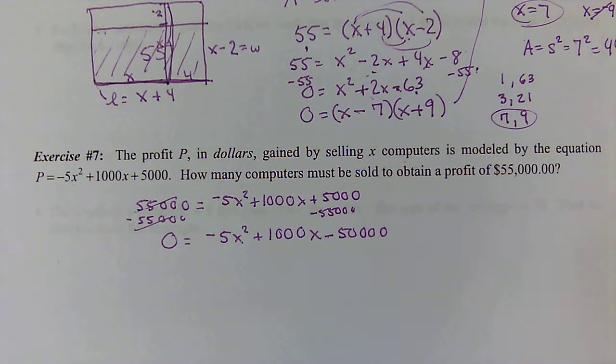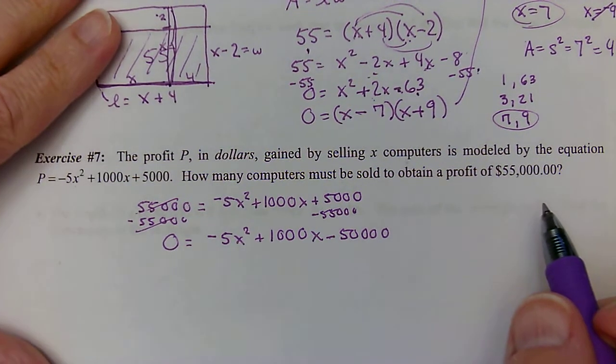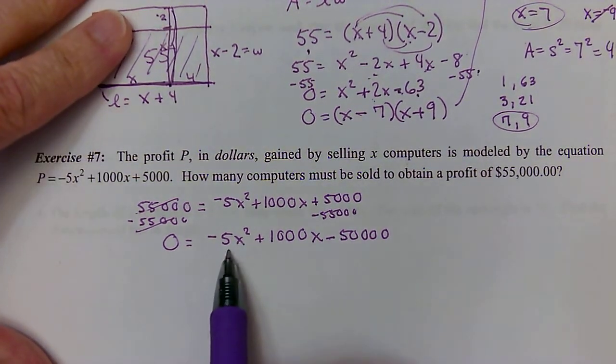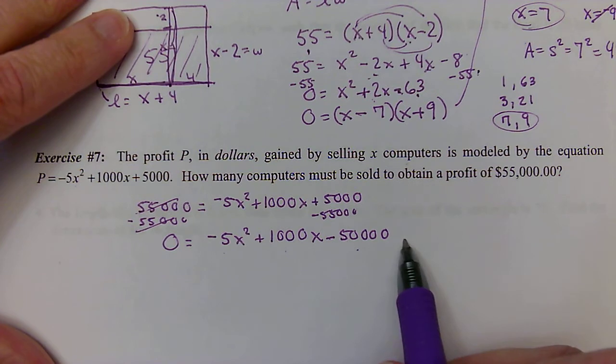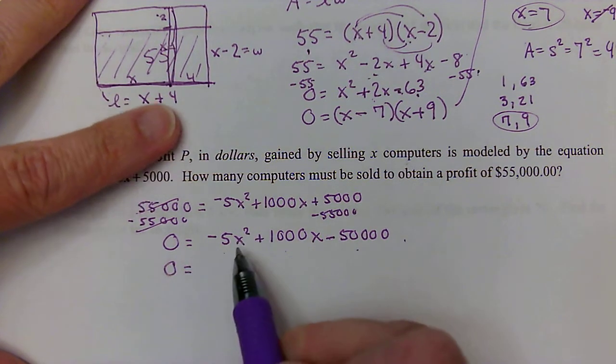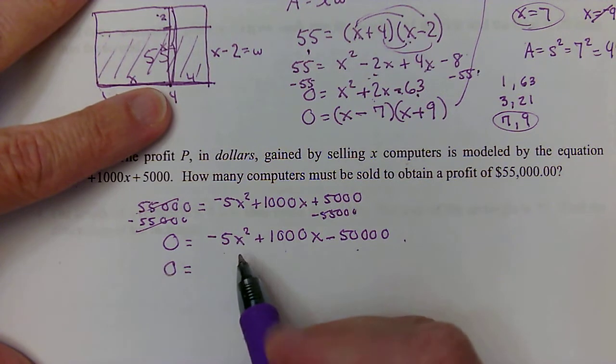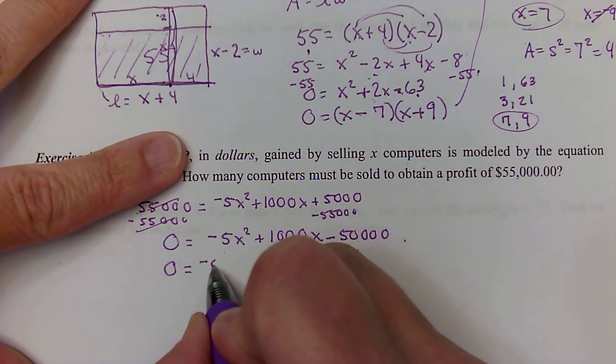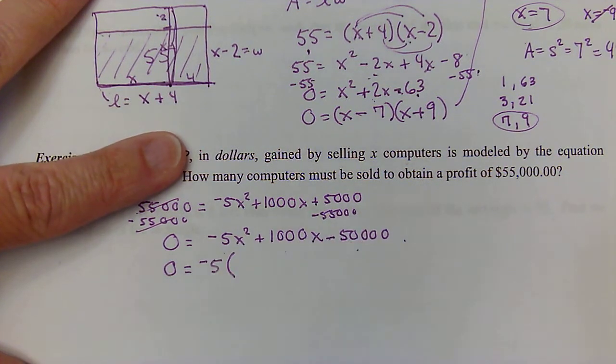Now, our leading coefficient isn't 1 this time yet, but remember the first step when you're factoring is always to look for a common factor. And 5 definitely goes into all 3 of these numbers. Not only that, but when we're factoring, we kind of like our leading coefficient to be positive, so I'm going to factor out negative 5 from this expression.